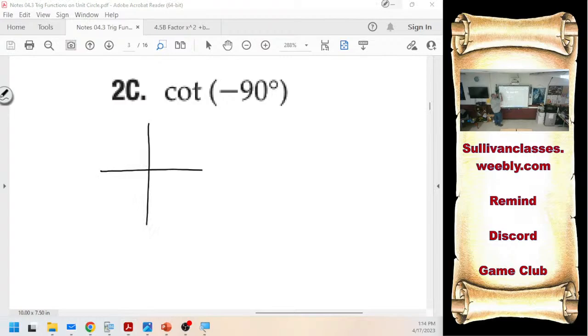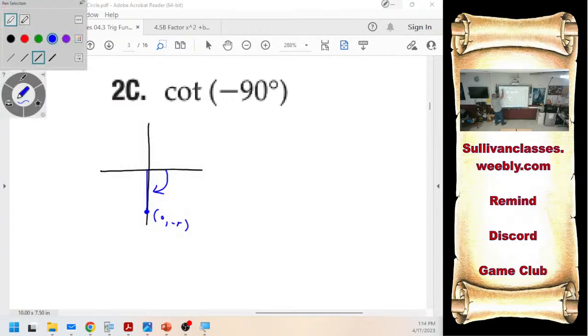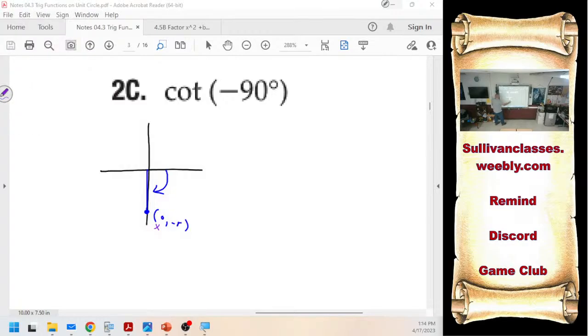Okay, negative 90, where are we at? South. Oh, hey, look, same spot. It's just I went this way instead. My coordinate is still 0, negative r. I still have x is 0, y is negative r, and r is r.